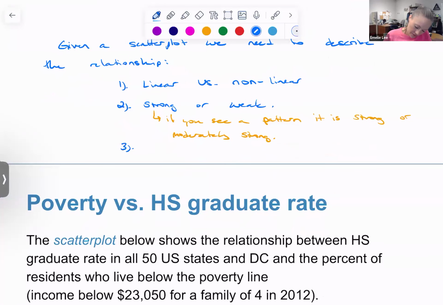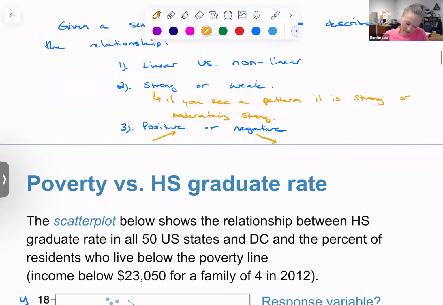And so the third thing is whether it's positive or negative, right? And a positive relationship looks like this, right? Both values are increasing together, whereas a negative relationship looks like this, right? And I like to put a little arrow on here just to emphasize that one's going up and one's going down, right?